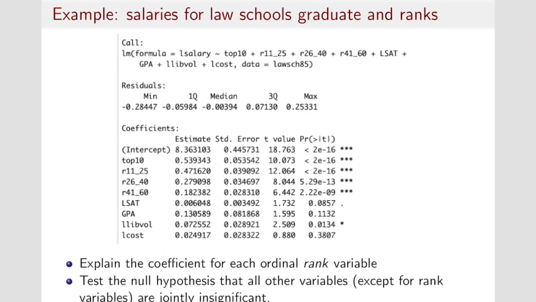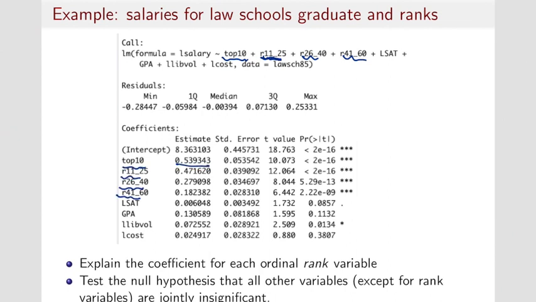Another way is that we can create dummies for different groups of the ranks. Here we create 4 dummies to represent the rank of the law school. The control group is the law schools with a rank lower than 60. If the rank of a law school is in the top 10, then the dummy variable top 10 will be equal to 1, otherwise it will be equal to 0. Similarly, the variable R11 to 25 equals 1 if the rank of the law school is between 11 and 25. So here are the regression results.